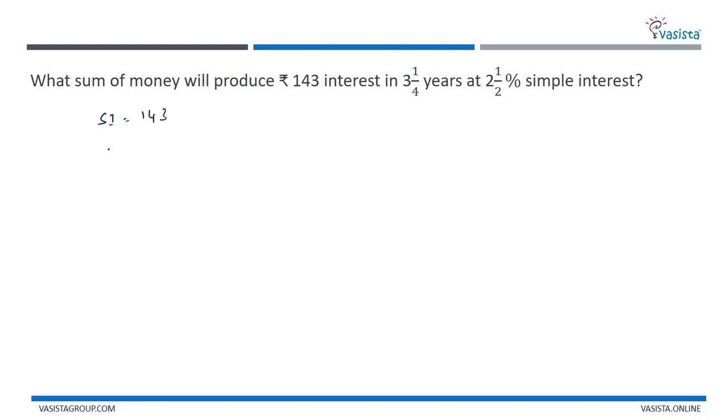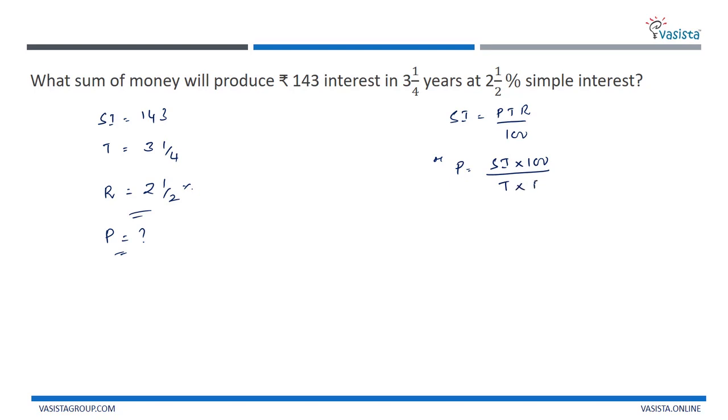So the interest they have given, as well as the time they have given, that is 3 1/4, and the rate of interest they have given, that is 2 1/2%. We have to find the principal. So we know that simple interest is equal to PTR by 100. P is equal to SI into 100 divided by T into R.